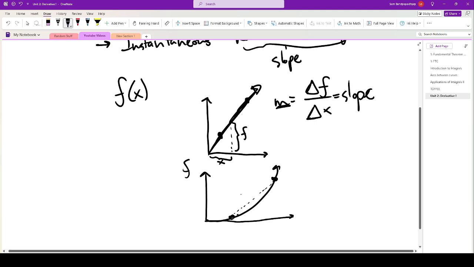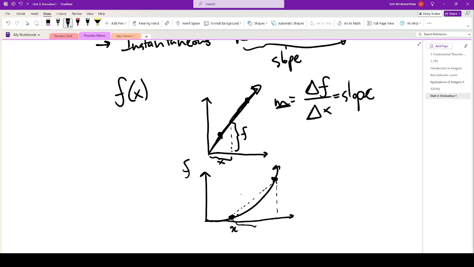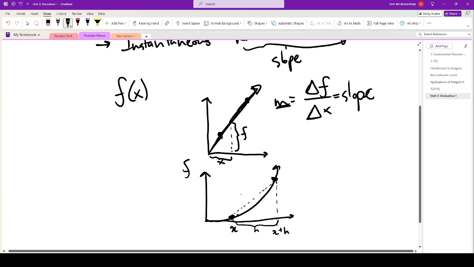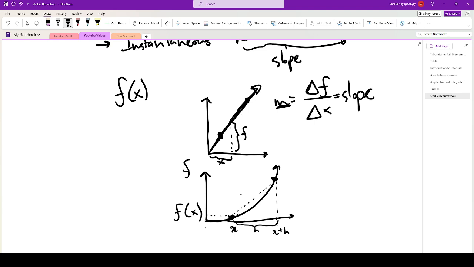Here, let me make some more space. Okay, so our first point, we're going to let this be x, and then we're going to say the interval between the 2 points is h, which is going to make this x plus h. Because this is x, the output at x is just going to be f of x, and the output at x plus h is going to be f of x plus h.